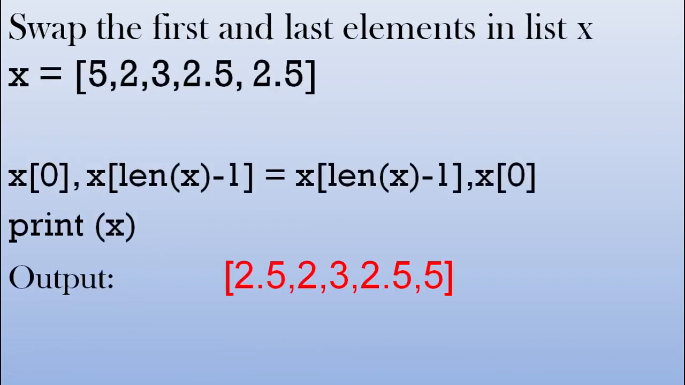Swap the first and last elements in list x. So here we've got the first element x0, the last element which is the length of x -1, and then we're going to change that, so we swap the positions round. So we have length x -1, x0, and swap that into the first values of 0 and length x -1. So those swap the values. So that's using index and the swapping that we showed you before.